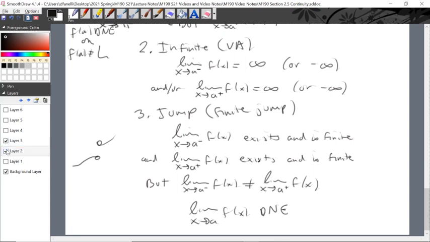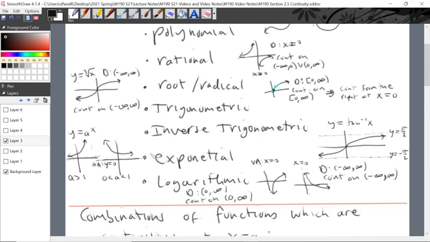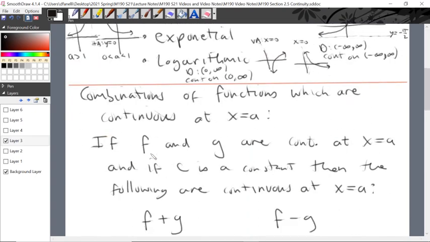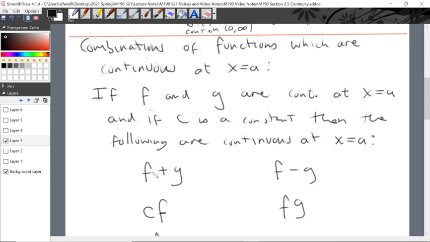All right. So back to families of functions, and then combinations, right? We talked about all the families and where they're continuous on their domains. Now combinations of functions which are continuous at x equals a. If you have more than one function that you already know is continuous on some interval, such as its domain, what can you say about, for instance, the sum or the difference of two such functions? Like, what about the continuity of a function such as x squared plus the sine of x, for example?